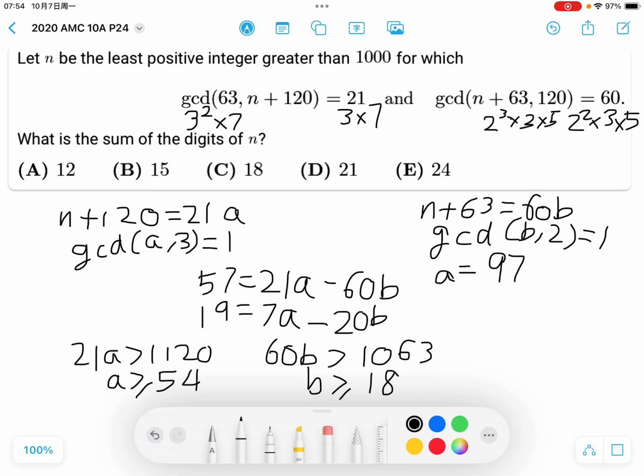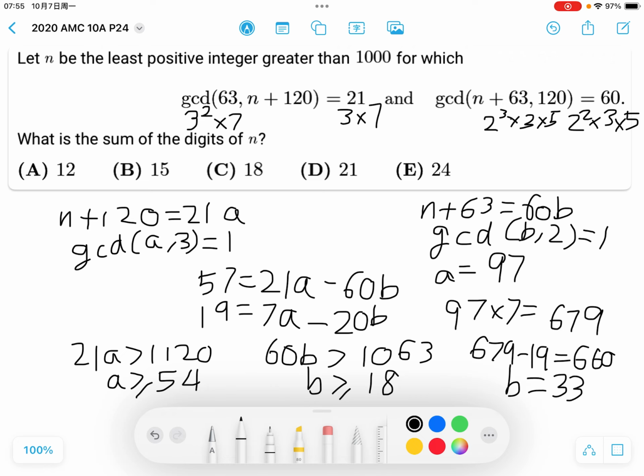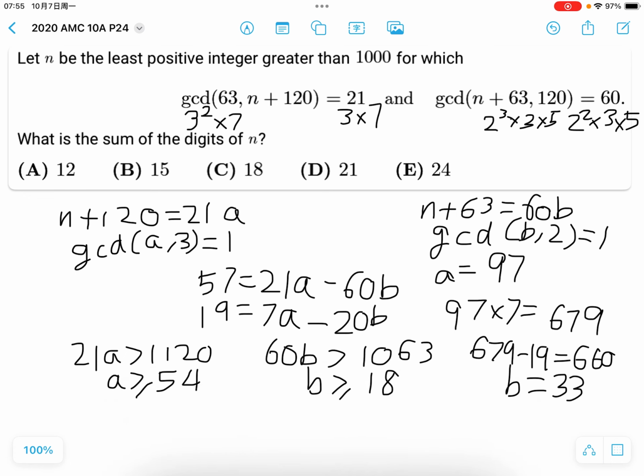What about 97? 97 times 7: 7 times 7 is 49, 7 times 9 is 63, plus 4 is 67. So 679 minus 19 is 660. So B is therefore 33. It looks like A and B are both within the boundaries and their GCDs are valid. But let's just test this out.